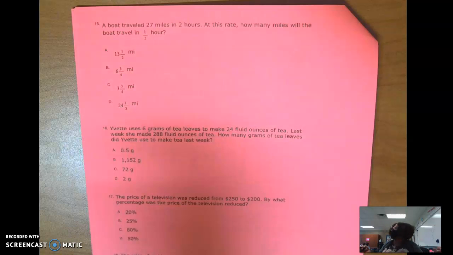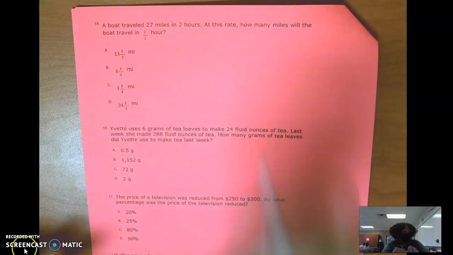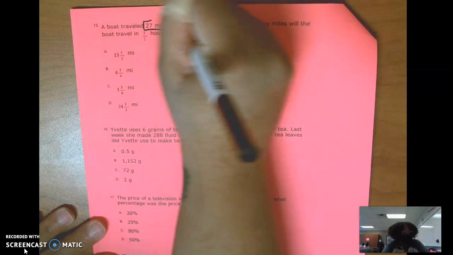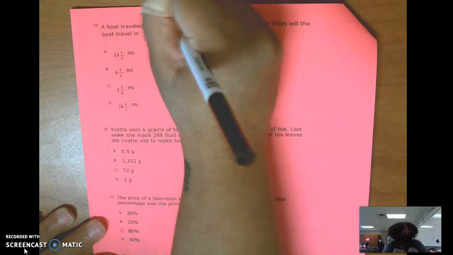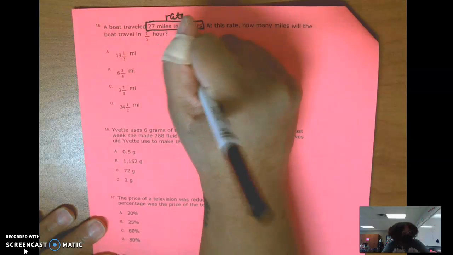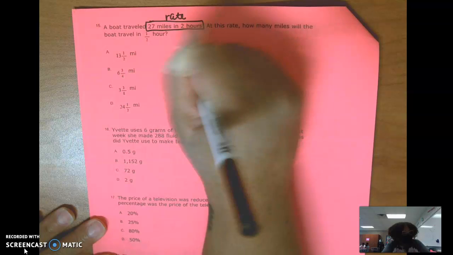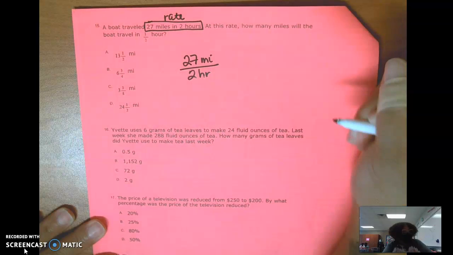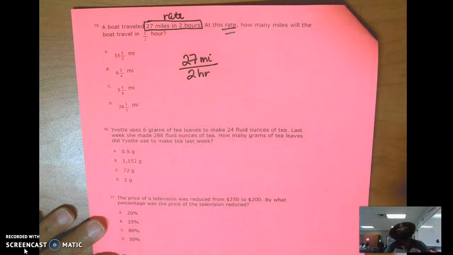A boat traveled 27 miles in 2 hours. What is that? A rate. 27 miles in 2 hours. At this rate, oh, it tells me what it is. How many miles will the boat travel in a half hour?